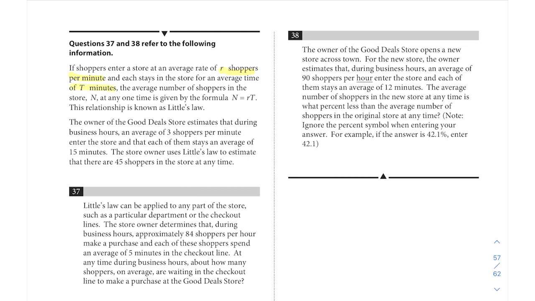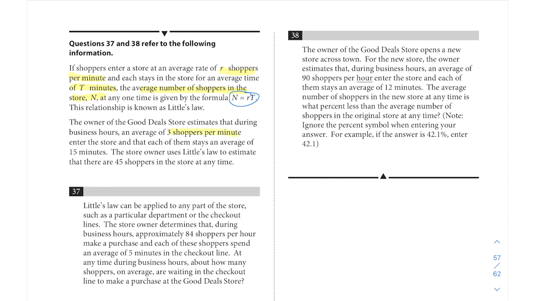If shoppers enter a store at an average rate of R shoppers per minute, and each stays in the store for an average time of T minutes, the average number of shoppers in the store, N, can be calculated by the formula seen here. This relationship is known as Little's Law.